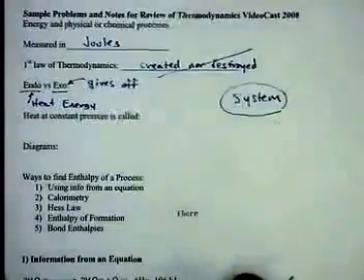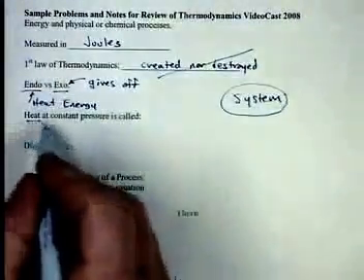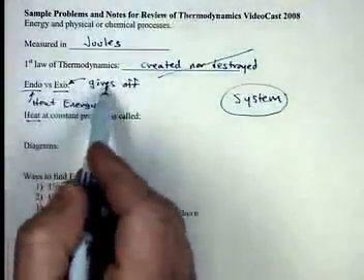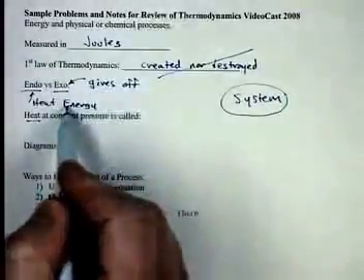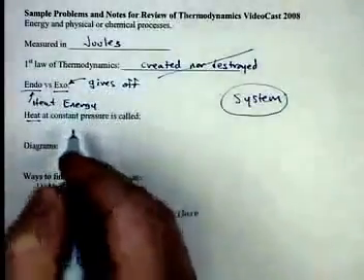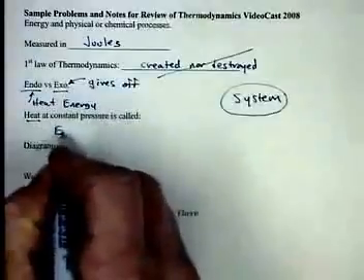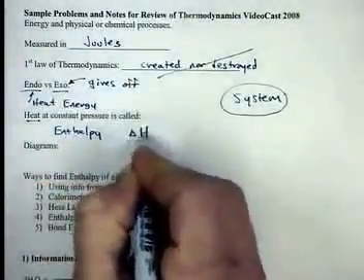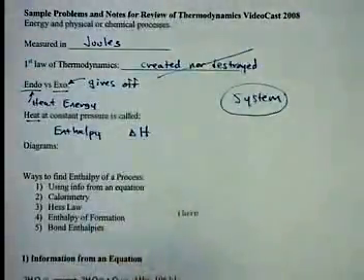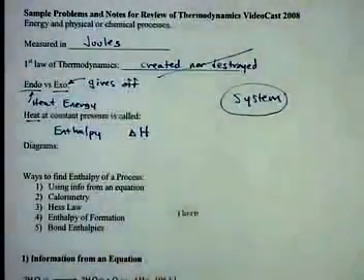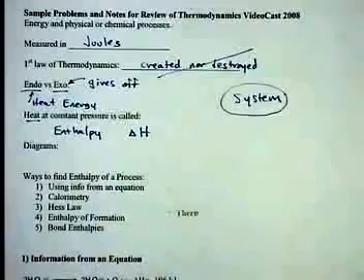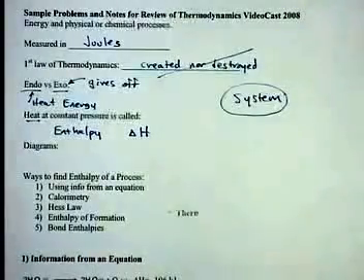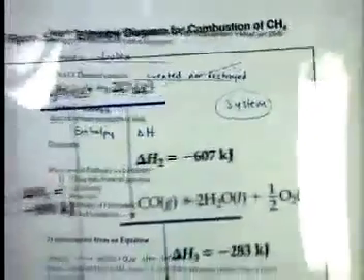One of the main things we study in chemistry class is heat that's either released and given off or taken in at constant pressure. This heat at constant pressure is called enthalpy, and it's symbolized by delta H. Enthalpy of certain reactions or processes can be symbolized by enthalpy diagrams. Here's an example of an enthalpy diagram.